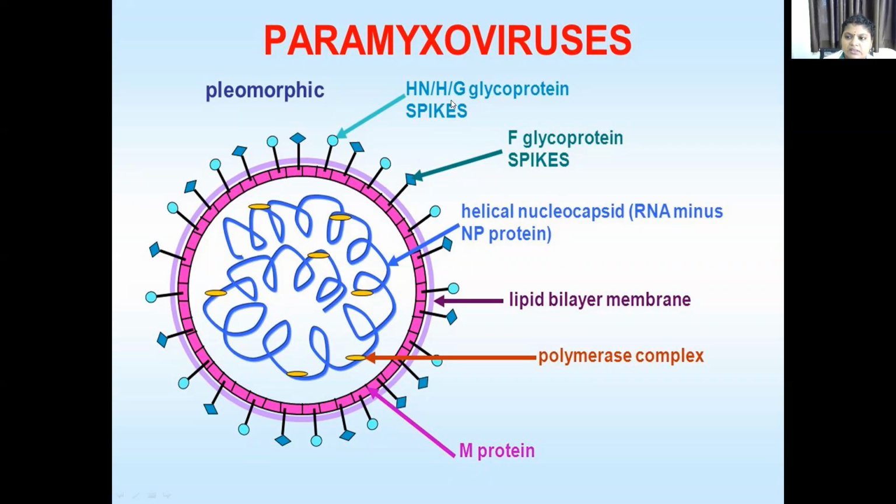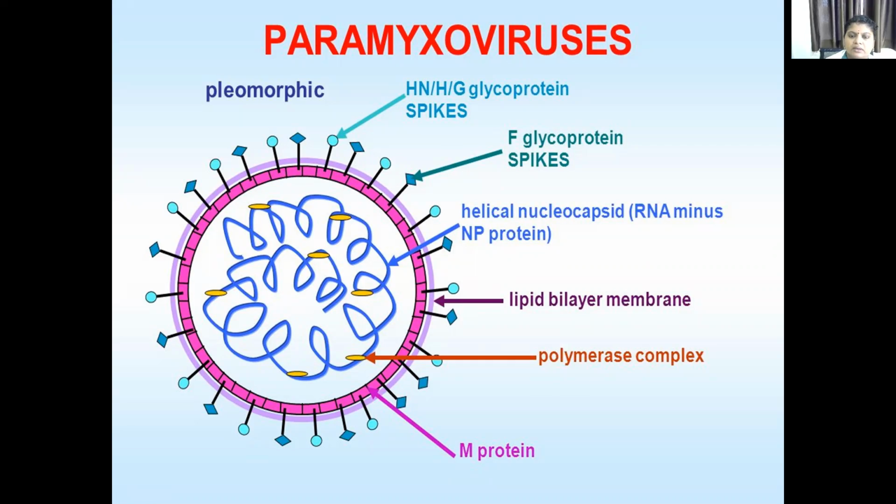This H activity is mainly responsible for hemagglutination. Not only that, it also exhibits the neuraminidase activity. Another spike is small when compared to the H spike. It is nothing but the F glycoprotein. Next, it contains RNA-dependent RNA polymerase. This is about the structure of the paramyxovirus.